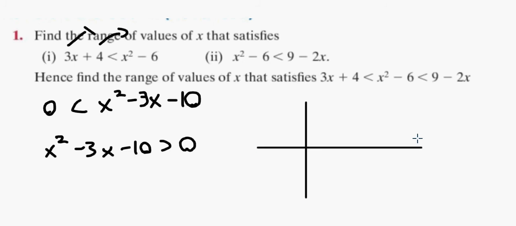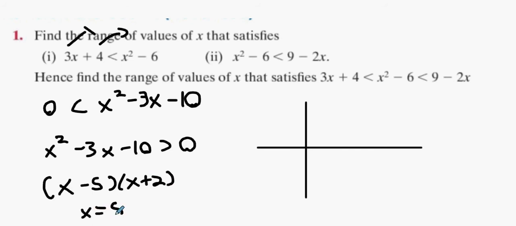You want the y values that are bigger than 0. You solve where it crosses the axis. Where does it cross the line? Well, it's x minus 5 and x plus 2. This implies that its 2 points are x equals 5 and x equals minus 2. That would produce a graph like so.